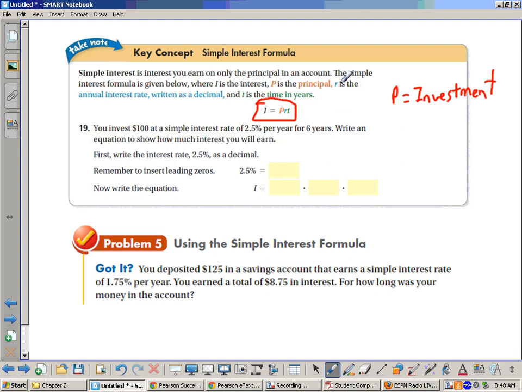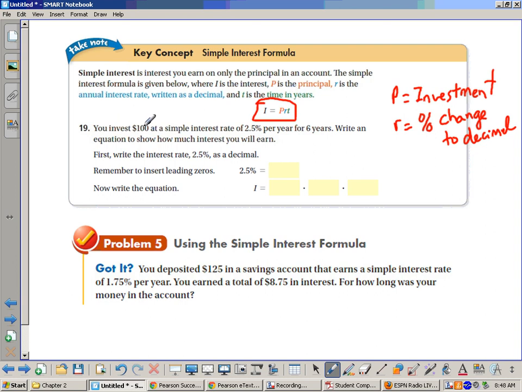And then R is going to be that rate at which you're going to charge or be charged, depending on which end you're on. And that's your annual interest rate. And we always want to have that written as a decimal. So when you have your R, that is your percentage, you want to change that to a decimal before you work with it. And then T in the problem is just referring to the number of years that you're investing that at.